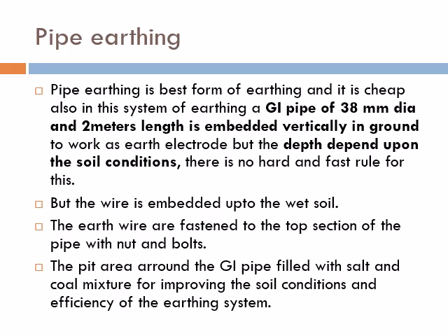Next is pipe earthing. It is the best form of earthing and it is also a cheap one. In this, a galvanized iron pipe of 38 mm diameter and 2 meter length is vertically embedded in the ground, and its depth depends upon the soil condition. The pipe is embedded up to the wet soil. The earth wire is fastened to the top section of the pipe with nuts and bolts. The pit area around the galvanized iron pipe is filled with a salt and coal mixture for improving the soil conditions and the efficiency of the earthing.